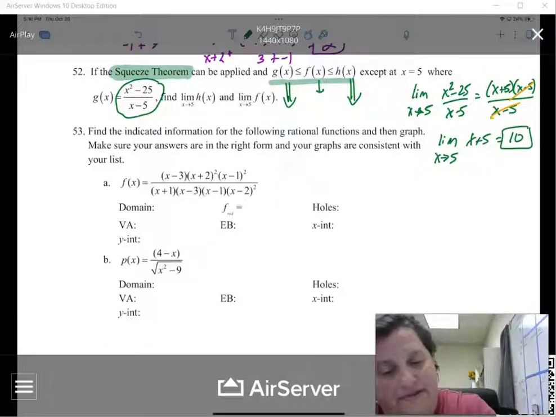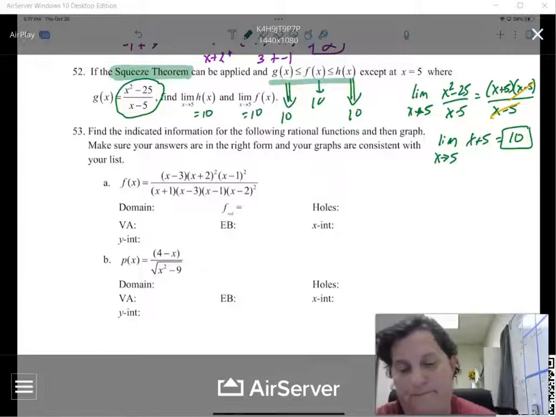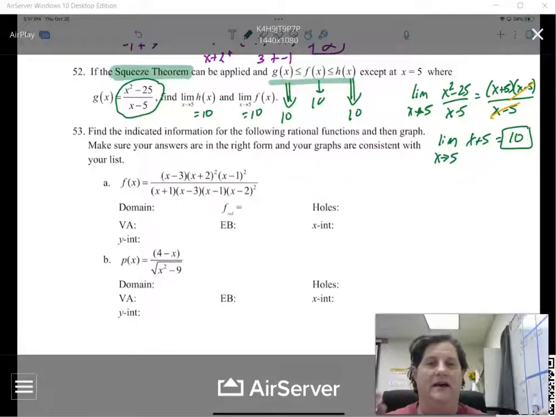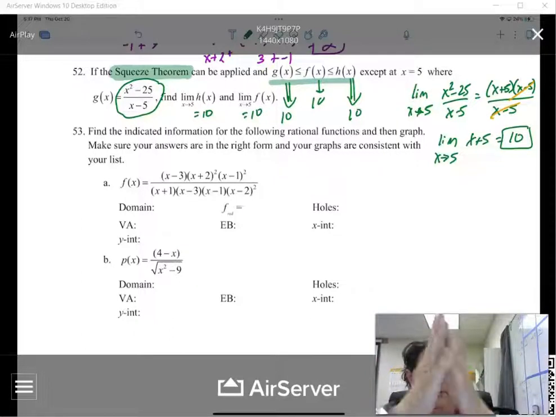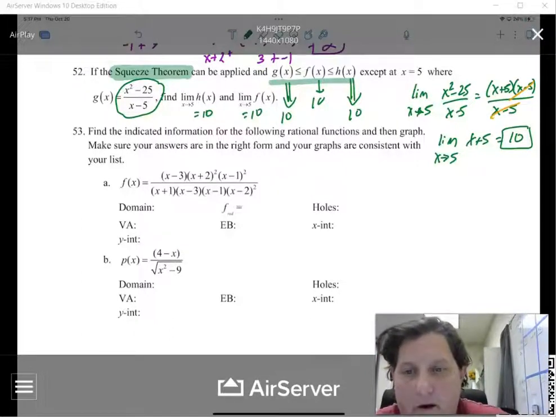So if this limit as x approaches 5 goes to 10, this limit as x approaches 5 has to go to 10, and this limit as x approaches 5 has to go to 10. Okay, so basically the squeeze theorem says if this limit and this limit equal 10, then the limit in the middle has to equal 10. That's it. All right.